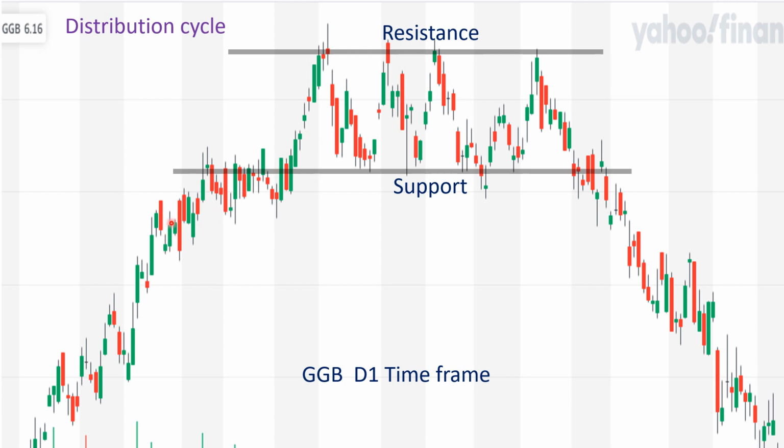At the end of a prolonged narrow sideways range trading distribution cycle, in time the bullish power becomes weak and the bearish won the battle, and therefore breaks down the support and goes downward. So this is the characteristic of a distribution cycle. The price goes up into the distribution cycle and then breaks down the support and goes downward.